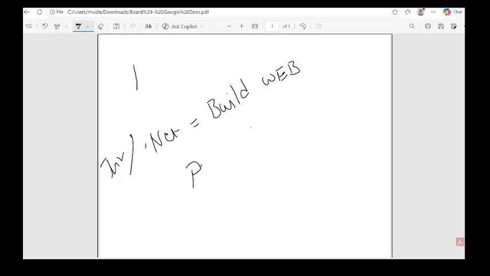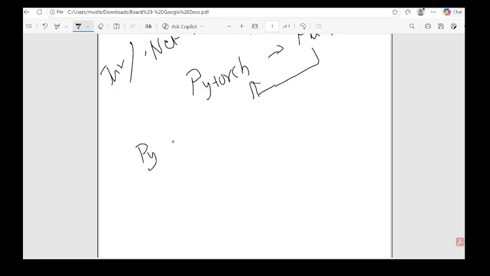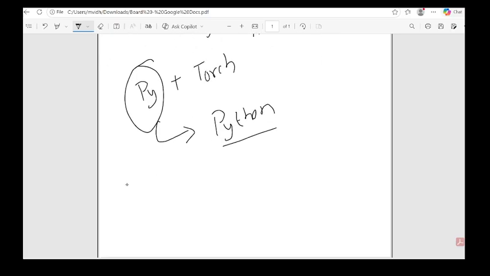Now let's look at PyTorch. PyTorch is developed by Meta. So now we will understand what PyTorch is. Basically, we can divide this word. Py is for Python, because the entire PyTorch is built on Python. Now the important part we have to look into is Torch.